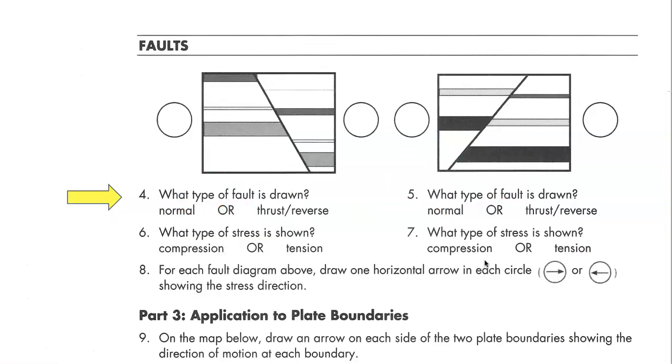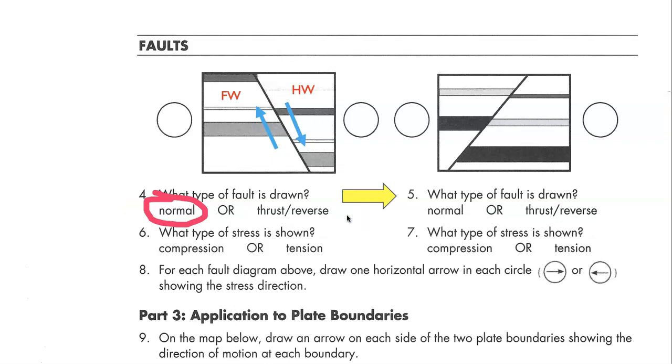What type of fault is drawn in the left diagram? Well, let's think about which wall is the hanging wall and which wall is the foot wall again. Here's the fault trace. So the hanging wall is above it and the foot wall is below it. Which side went down? If we look at this very dark unit, we can see that the hanging wall went down relative to the foot wall. And so by definition, this is a normal fault.